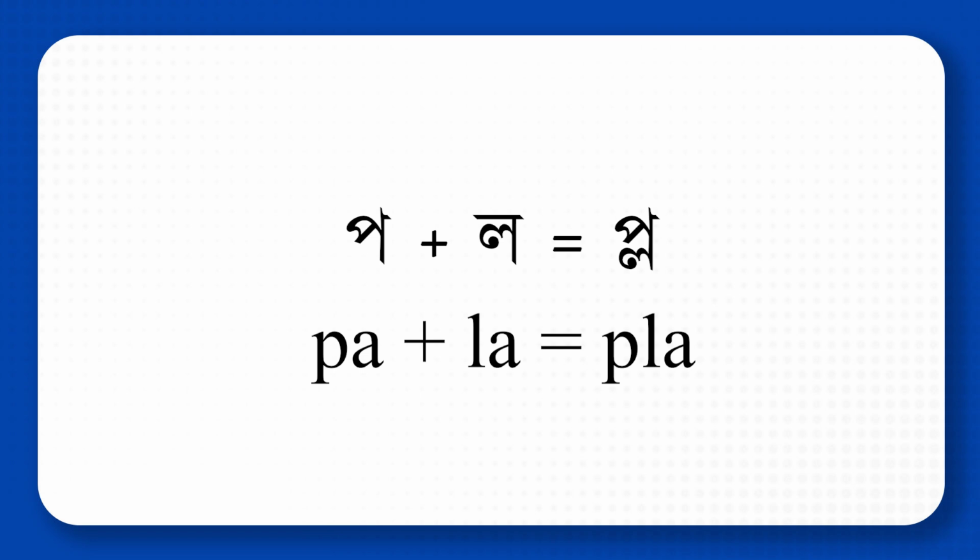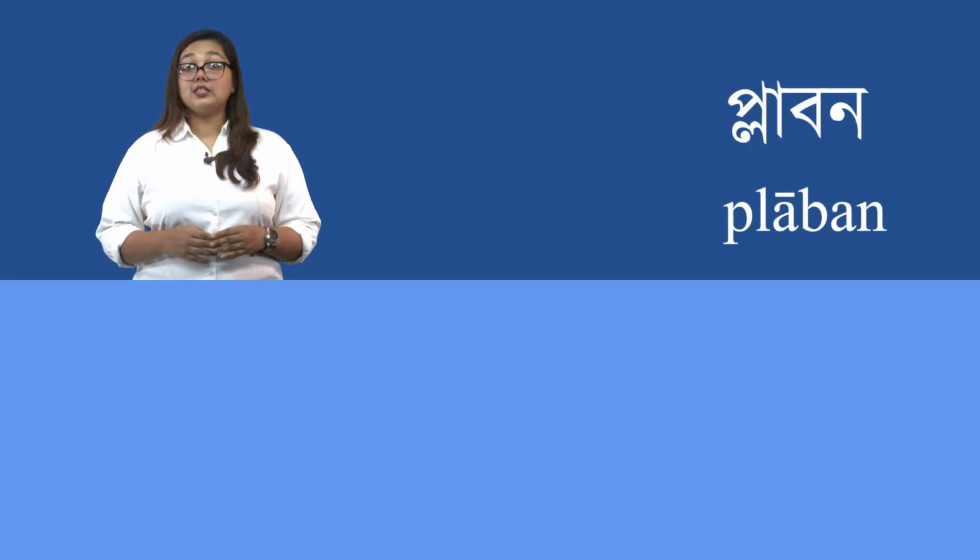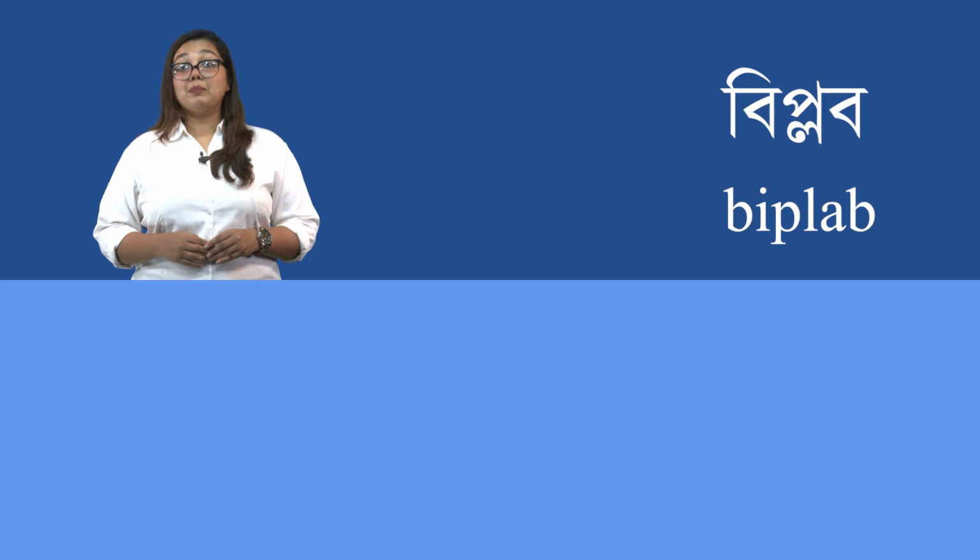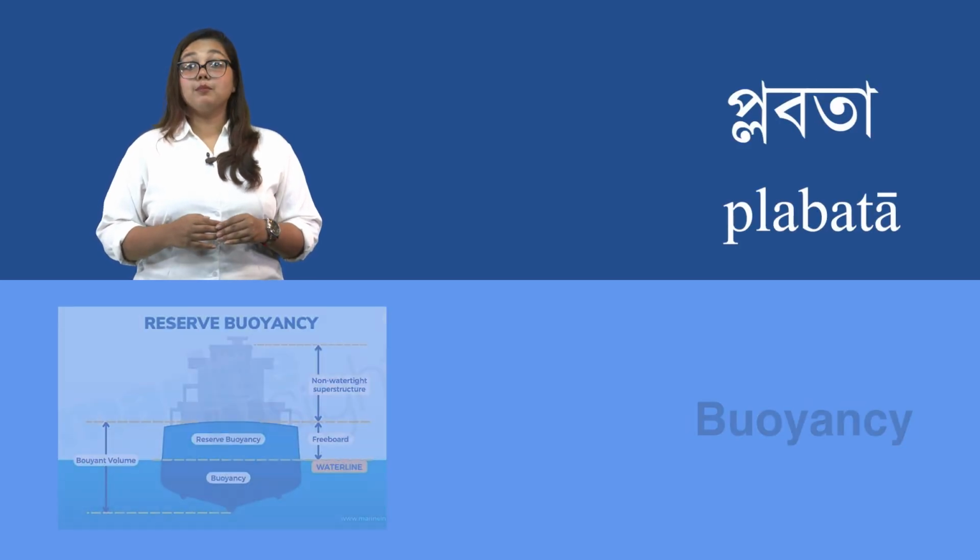Another cluster is প-এ-ল-ফলা. Bangla Banjan Borno প and ল form the conjunct. Here, both of the consonants retain their shapes. It can be seen in words like Plabon, which means flood, Biplob means revolution, and Plobota means buoyancy.